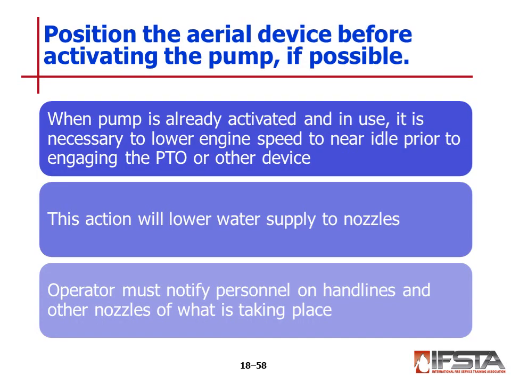Whenever possible, position the aerial device before activating the pump. When the fire pump is already active and in use, the hydraulic system needs to be activated later. It is necessary to lower the engine speed to near idle prior to engaging the hydraulic system, PTO, or other device. This action will lower water supply to nozzles. The operator must notify personnel on hand lines and other nozzles of what is taking place.